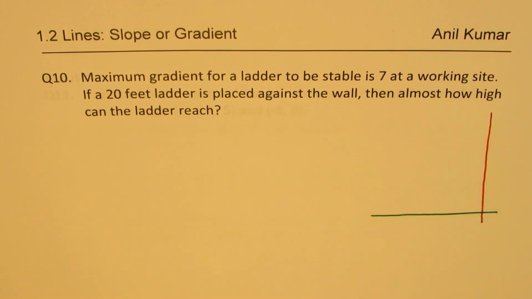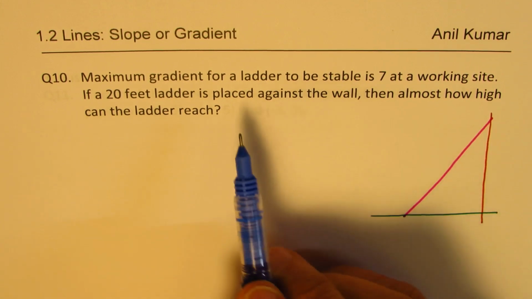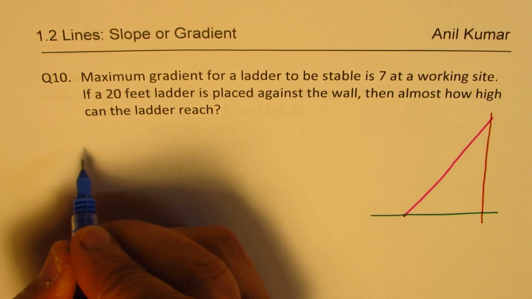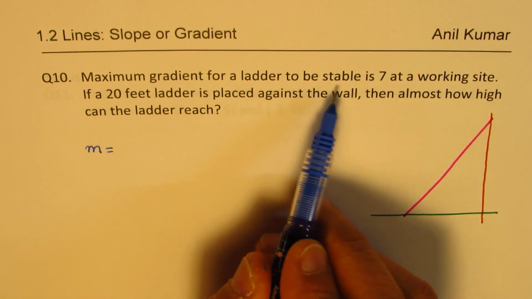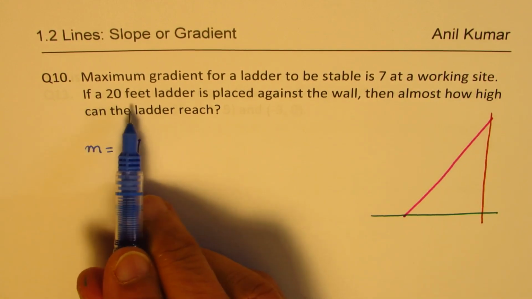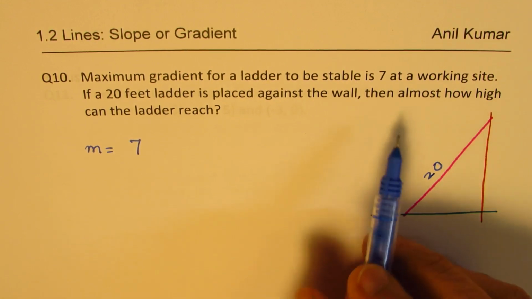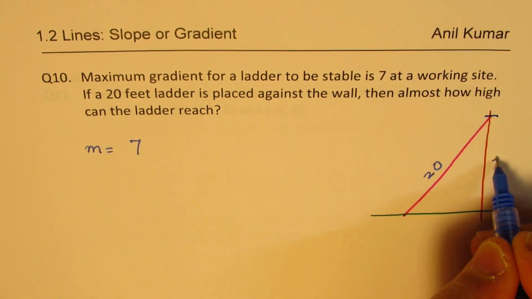Now this question is similar to one of the examples which we have done earlier. Correct? So here's the scenario. This time we are given the maximum gradient of the ladder, which means we are given the slope. Maximum gradient of a ladder to be stable is 7, so 7 is our slope. If a 20 feet ladder is placed against the wall, that means this is 20 feet, the length of the ladder, then almost how high can the ladder reach? So we need to find this height.